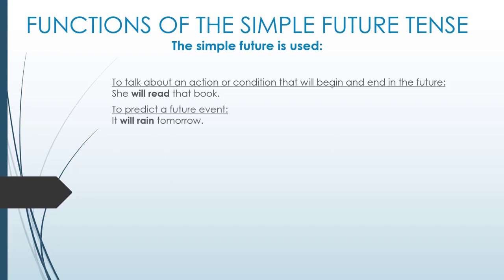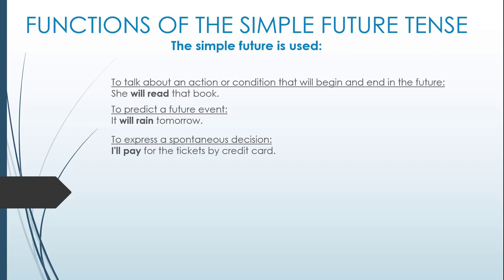To predict a future event. It will rain tomorrow. To express a spontaneous decision. I'll pay for the tickets by credit card, which means I did not plan to pay by credit card. I decided that just now. To express willingness. I'll do the washing up. Or he'll carry your bag for you.